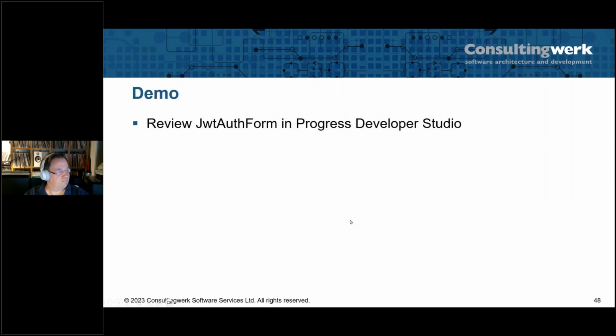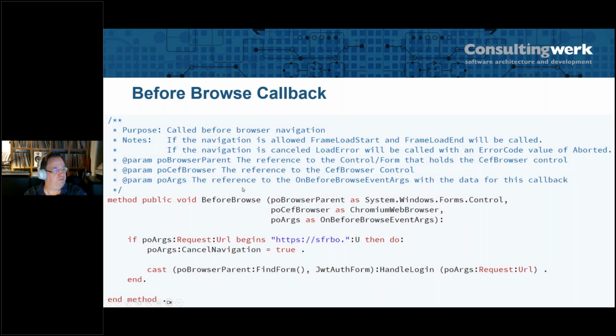I'm going to skip that bit because we're talking a bit more than we were planning. The JWT auth form, we're going to do a bit more code review later. So here we have the before browse callback event, or the Progress OpenEdge method that gets a reference to a number of objects, but one of these objects is an event argument. And in there we have a request URL. When that begins with the expected redirect URL, then we know the authentication is finished.